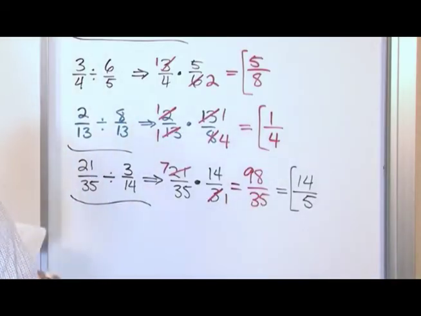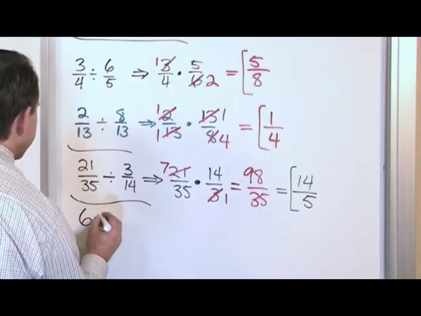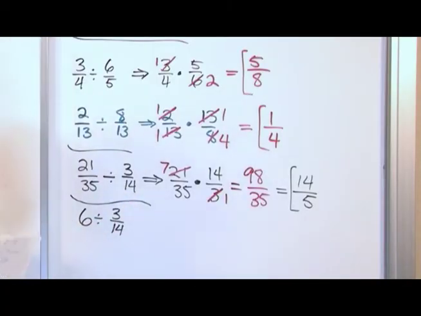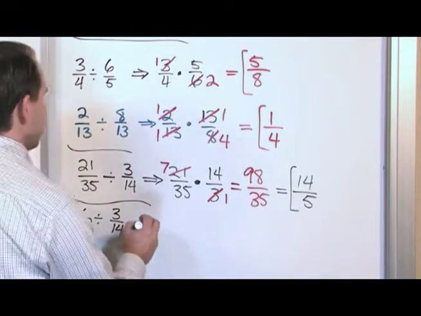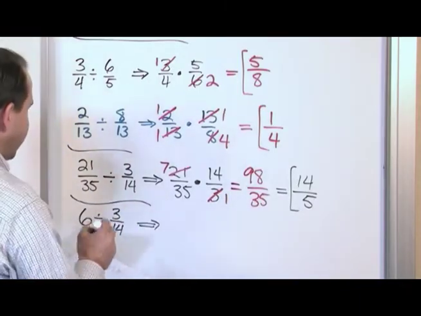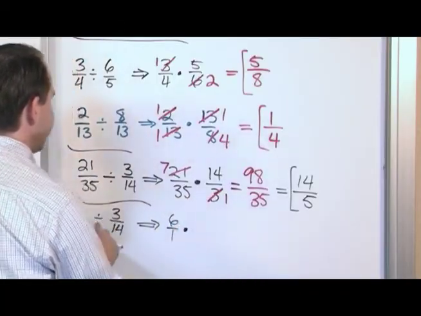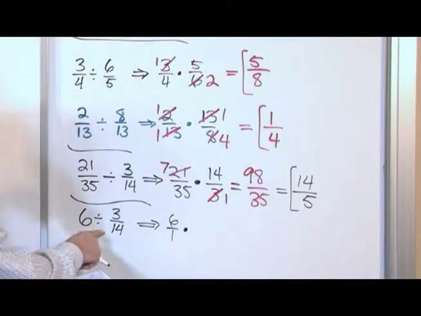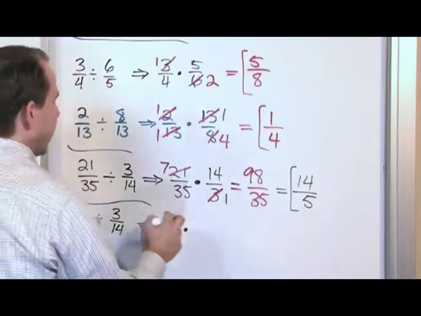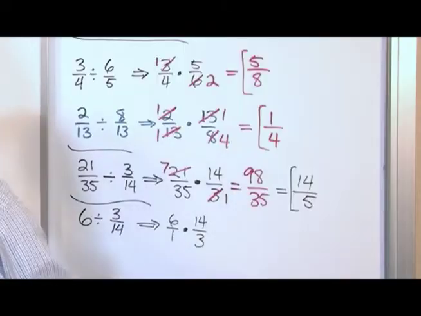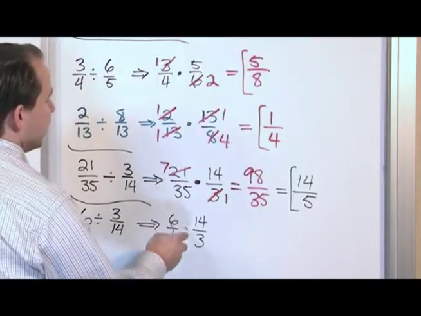All right, now let's go and do another one. Let's do 6 divided by 3/14. Okay, so we're always going to write 6 as 6 over 1. We're going to change this division into a multiplication. We're going to flip this guy over, 14/3. Okay, next we're going to simplify 6 and 3.